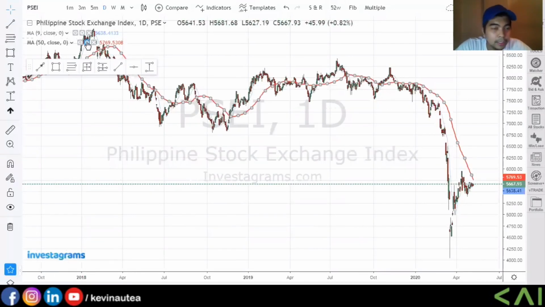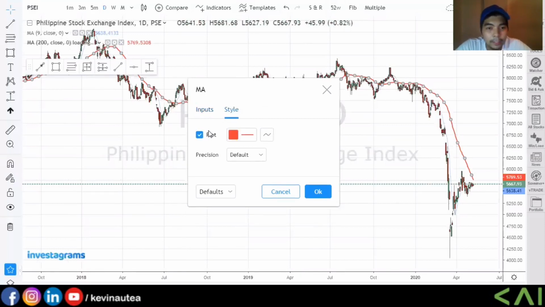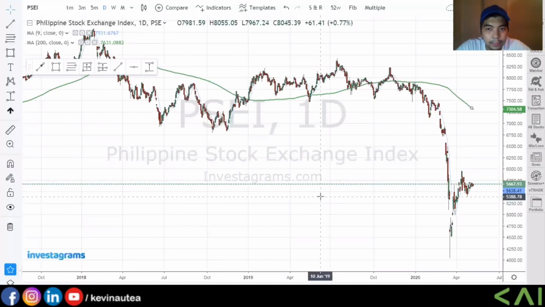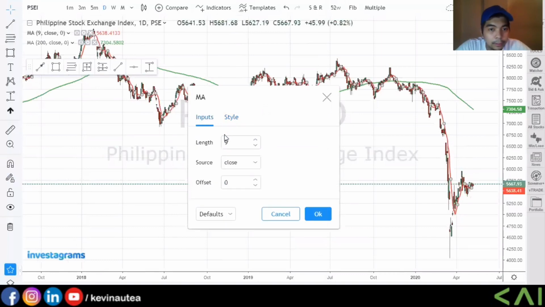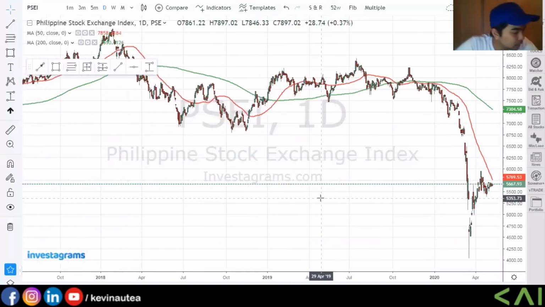And I'm using, what's called this one? 200, green. This is the 200-day moving average. Hold on, I didn't save that one. There you go. Then 50. Okay, all right. Let's proceed with the examples.